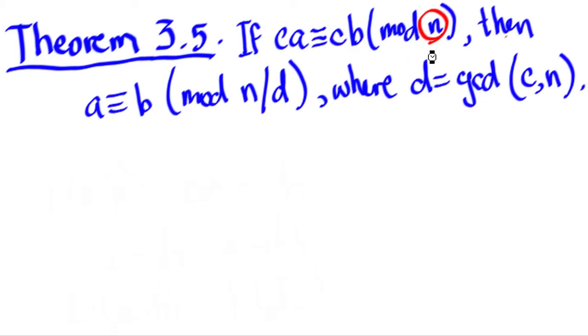So theorem 3.5 states that if c times a is congruent to c times b modulo n, then a is congruent to b, that is, we just cancel the c's, provided our modulo is changed a bit, wherein it's now modulo n divided by d, where d is our greatest common divisor. Again, if c times a is congruent to c times b mod n, then a is congruent to b, that's canceling the c's, mod n over d, where d is the GCD. So let's have a proof of this. Theorem 3.5.